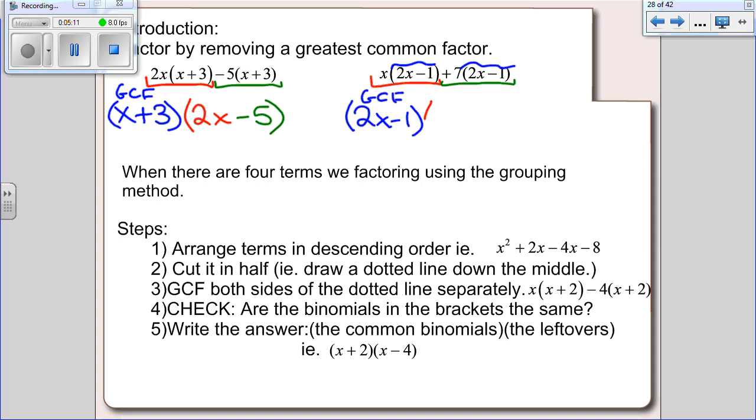Just the x, right? The GCF is now gone. The x out front is still there. If we look at the green side, and I took out a 2x minus 1, what would be left? A plus 7. And it's a plus 7 because it's positive.